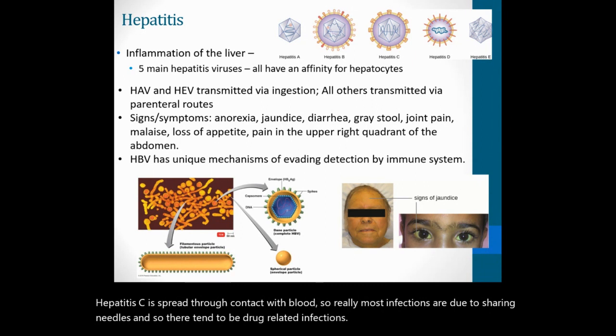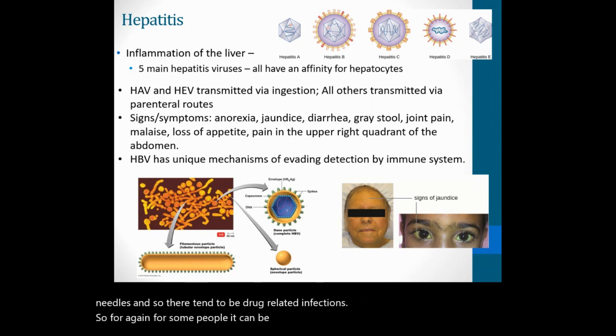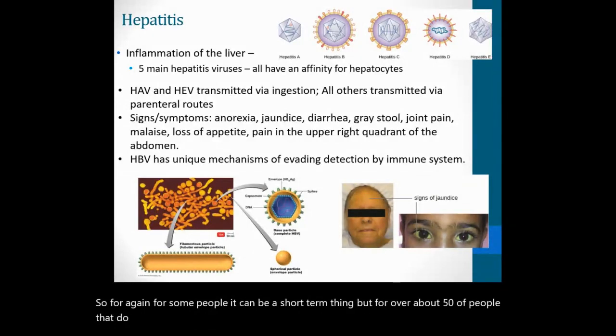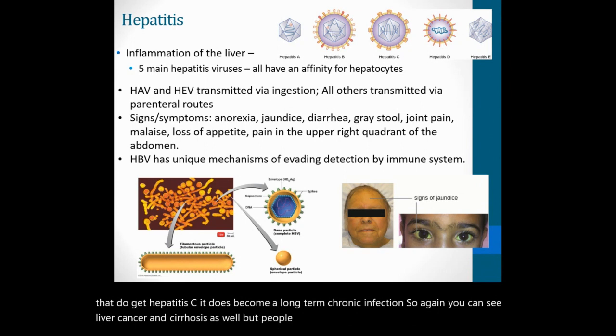So for some people, it can be a short-term thing. But for over about 50% of people that do get hepatitis C, it does become a long-term chronic infection. So again, you can see liver cancer and cirrhosis as well. But people with chronic hepatitis C often don't feel sick. They're asymptomatic.